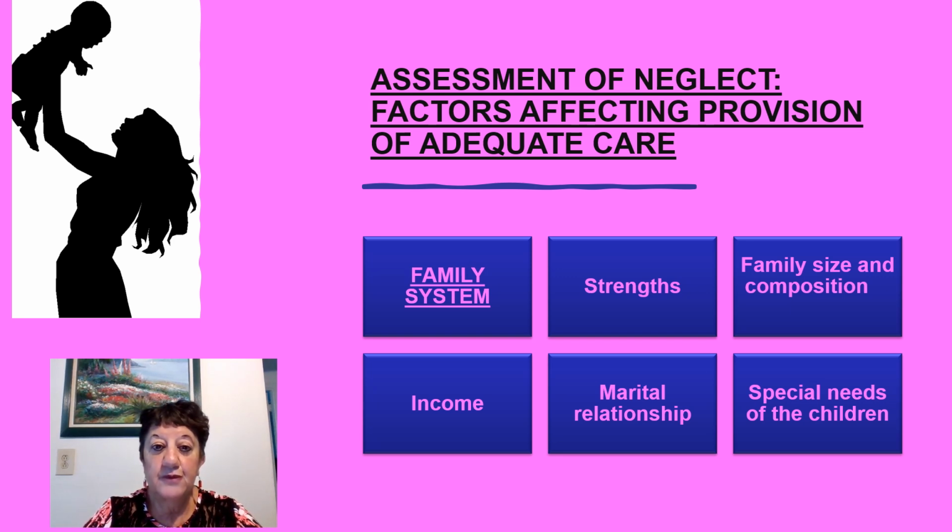And then factors affecting the provision of adequate care, okay? We have the family system strengths. What are the strengths in a family? How big is the family? Who makes up the particular family? Do they have relatives or friends to be able to help them? Do they have resources? Do they even know where the resources are? Income: obviously, the lower the income, the more stressful it will be. Marital relationship or any other relationships. Do they have anybody to rely on to be able to assist? And the special needs of children. What are their special needs? Obviously, if there's more special needs, there's going to be more stress in the family.